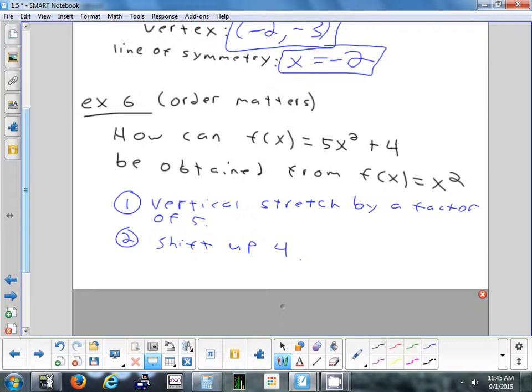And you do have to do them in that order. If you didn't, it's kind of like not following PEMDAS. It's kind of like if I said, take a number and add 4 and multiply by 5, or multiply by 5 first and then add 4. You're going to get different answers. Any question why those are the 2 steps? Vertical stretch by a factor of 5, shift up 4.